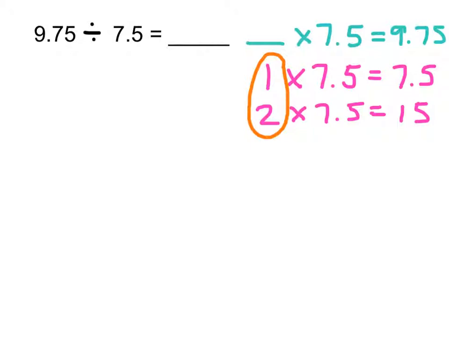That actually makes sense because if I think about it, if I'm dividing something that's around 10 by something around 8, I'm going to have a little bit more than 1 whole, but less than 2. So let's find the exact answer.